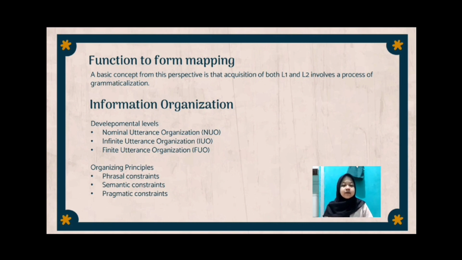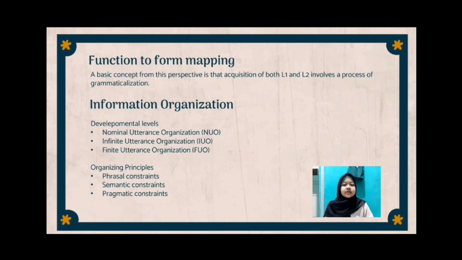The second is infinite utterance organization. So learners increasingly add verbs to their utterances, but they rarely use grammatical morphemes to convey the meaning of tense, person, or number. And the last is finite utterance organization, where learners who continue interlanguage development beyond the infinite level next add grammatical morphemes to the verb.